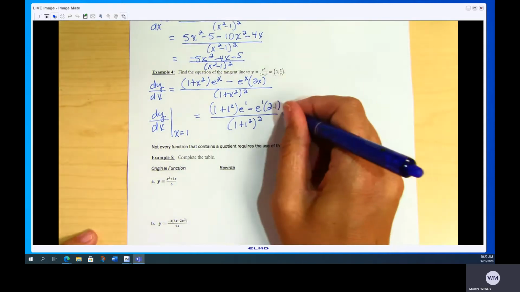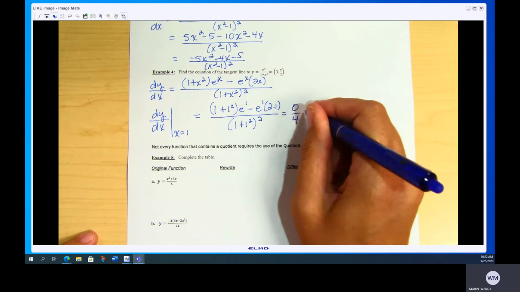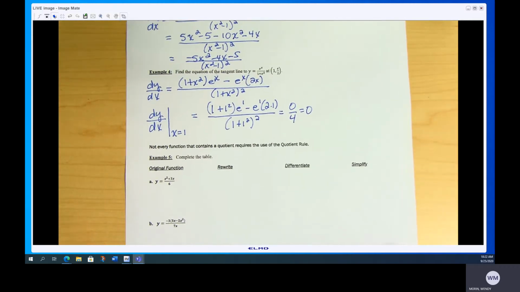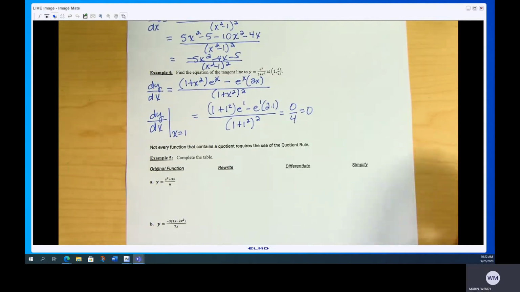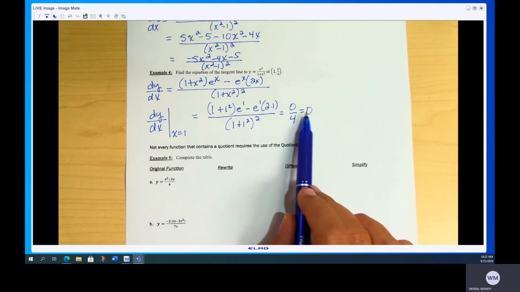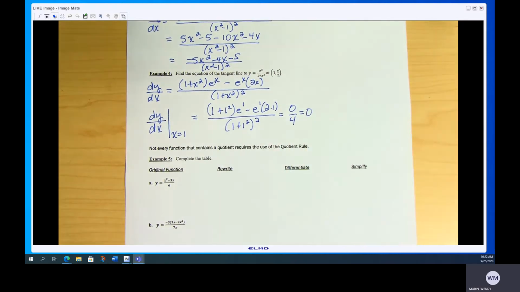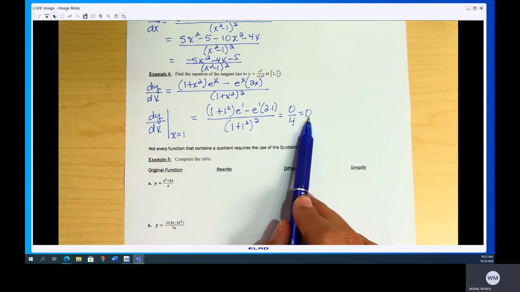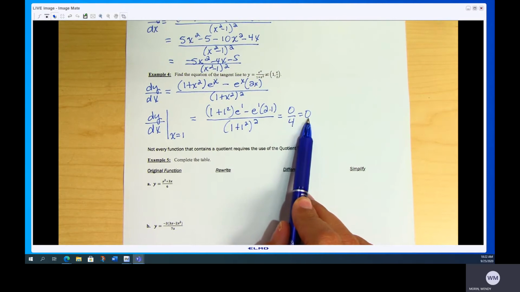You should get an answer of 0 over 4, which is just 0. So think about what that means. If I have a first derivative at x equals 1 equaling 0, what does that tell you? What does that tell you about the graph? You need to know the first derivative equal to 0 is where you have what?